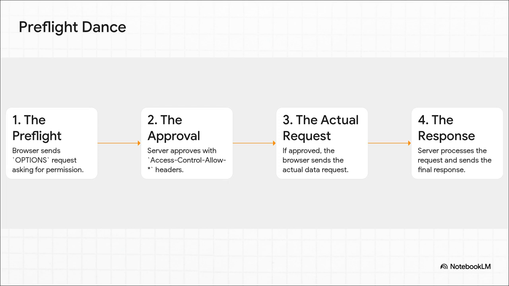First, the browser sends the pre-flight OPTIONS request to ask permission. If the server's cool with it, it responds with headers that say exactly which methods and headers are allowed. Only after getting that green light, after getting that permission slip, does the browser finally send the actual request with all your data. It's a really smart way to make sure potentially unsafe requests are never even sent without approval.